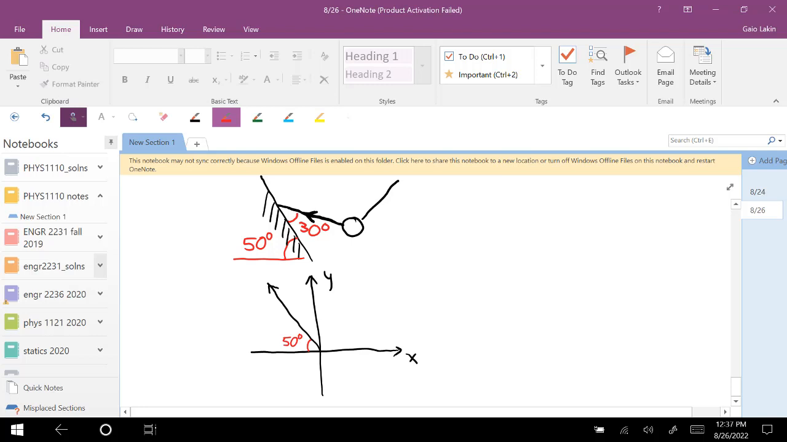Because all we're dealing with is just the angles, we don't care what the magnitude is right now. We're just trying to find this angle. So what's a counterclockwise angle from the positive x-axis to that line? 130. Yep. So that's what I call theta. Theta is equal to positive 130 degrees.